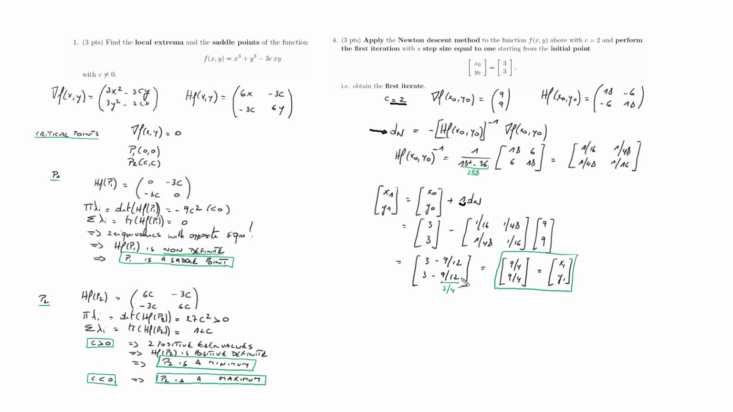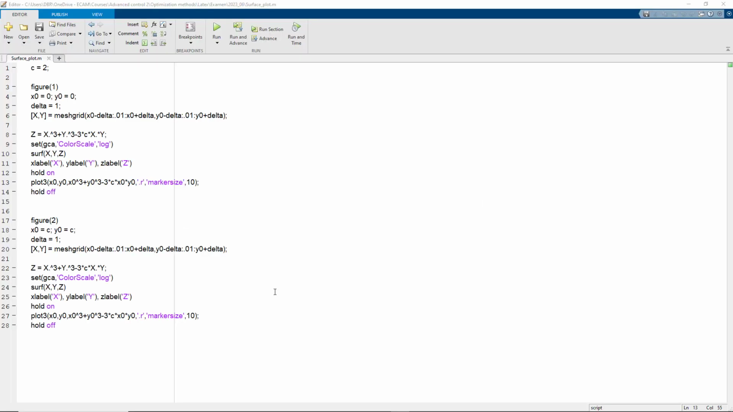And if you do this calculation over here, you have 9 over 4 for x1 and 9 over 4 for y1. We can check our result of question 1 very quickly in MATLAB. For that we have to do a surface plot of the function here. I've taken in this case c is equal to 2, which is the c that we have used in question 4. So here we have the first candidate P1 and here the second candidate P2.